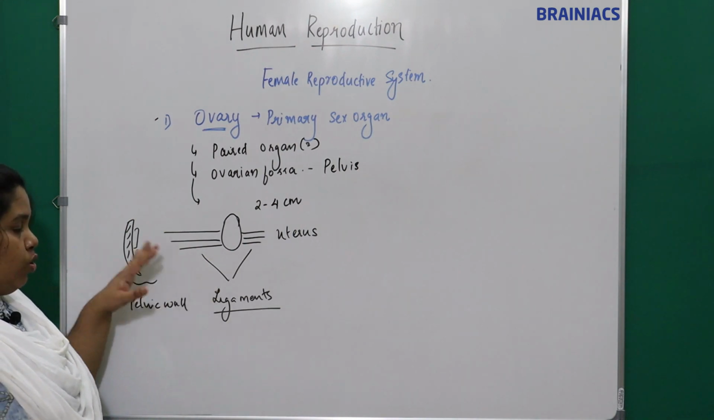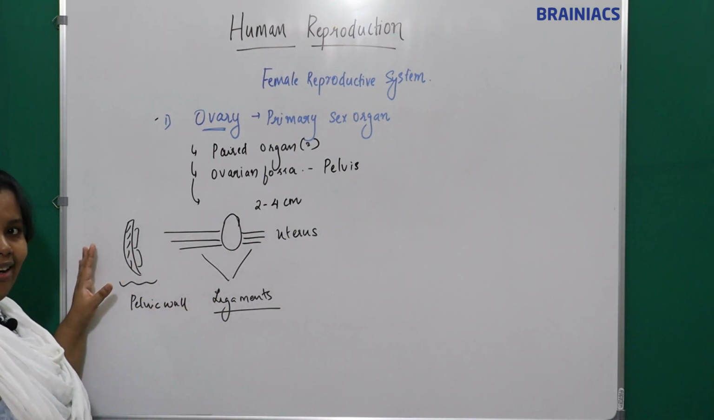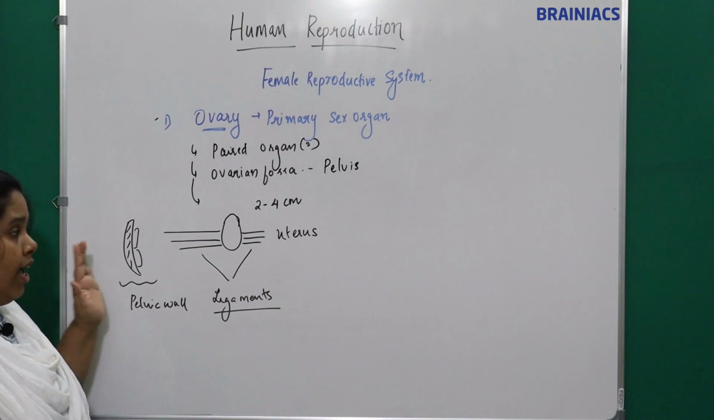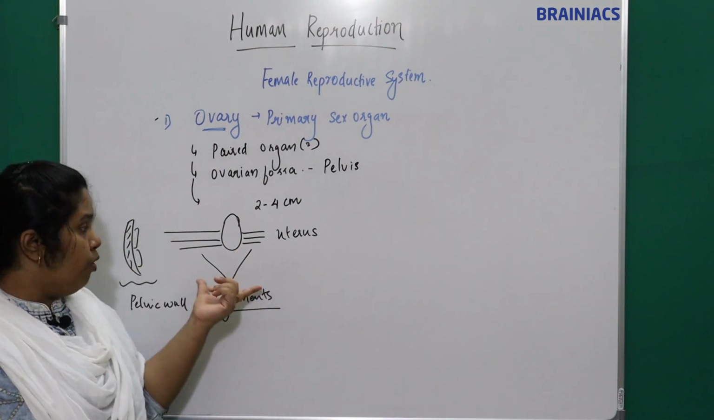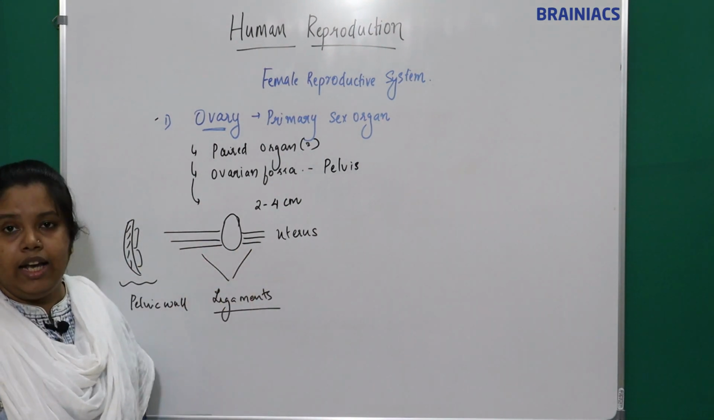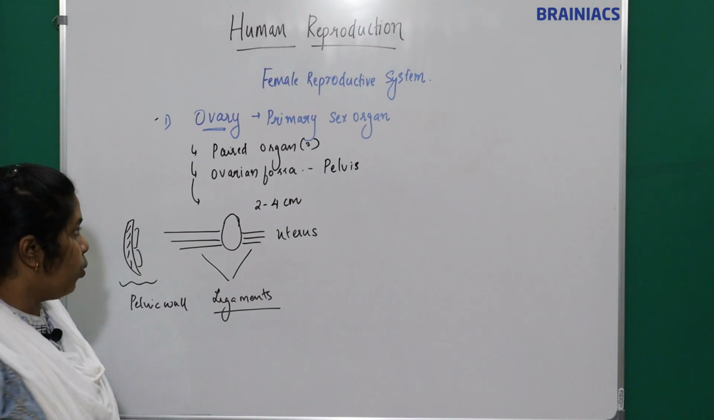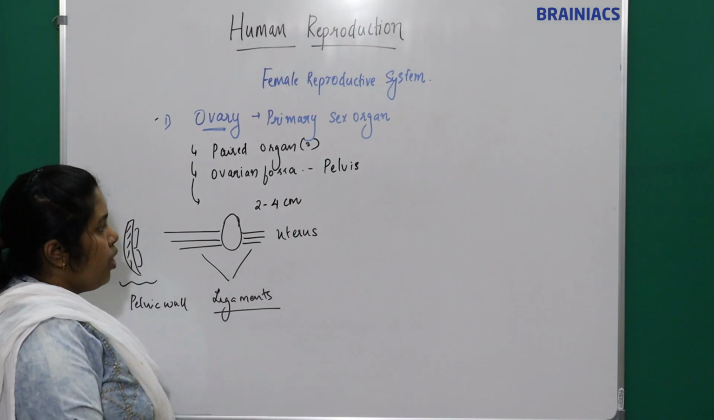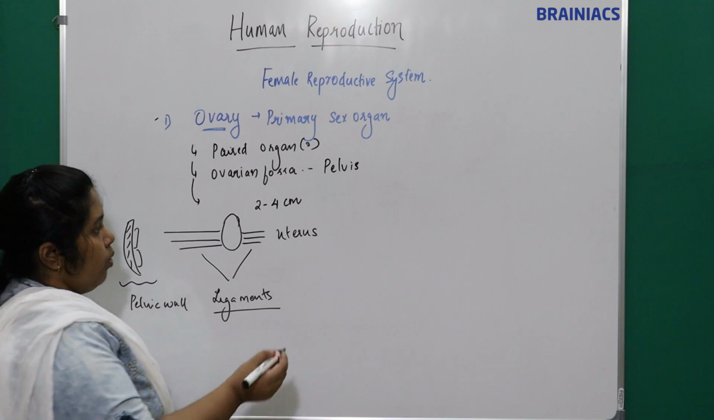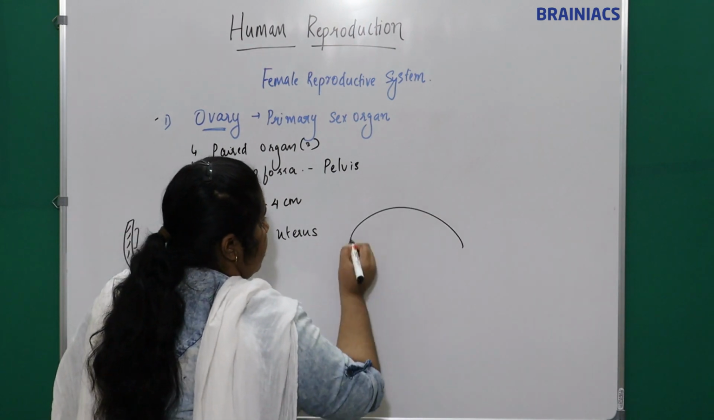Understand? So the ovary is connected to the pelvic wall laterally, and medially to the uterus with the help of what? With the help of ligaments. Understand? Now what we are going to do is, we are going to cut the ovary and see what is there inside the ovary.